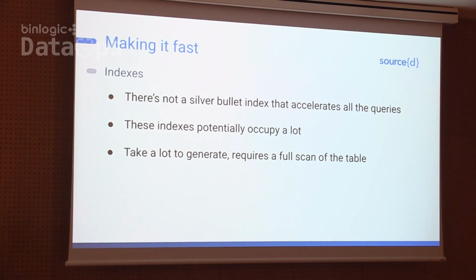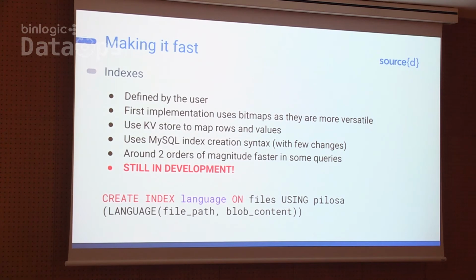Also, indexes can occupy a lot of space, and we cannot just index everything and call it a day, because they take a lot to generate. They have to full scan everything, get all the objects, and generate those indexes. So the indexes in Gitbase are defined by the user. When you fire up Gitbase, there are no indexes. It only knows about repos and so on.